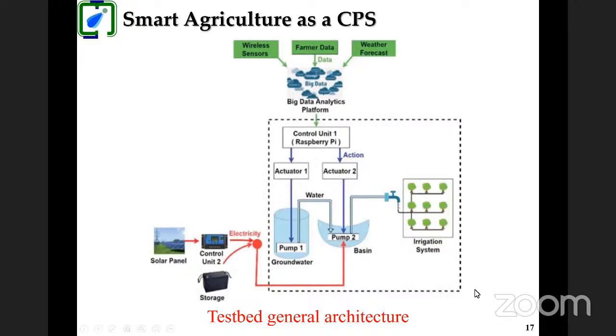So then we have this testbed general architecture. And again, if you see carefully, this system is very similar. On the top is the cloud, which is the big data analytics platform. We have a wireless sensor, the data which is kept by a farmer, even weather forecast. For example, you notice that the water level or the moisture content in the soil is less, but there's a probability of very heavy rain in maybe half an hour. Then why should we switch on the motors? So this weather forecast is important.